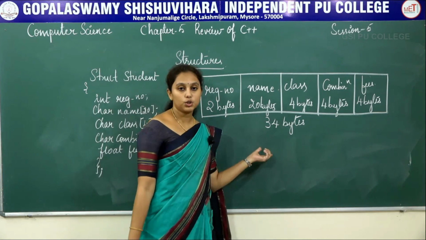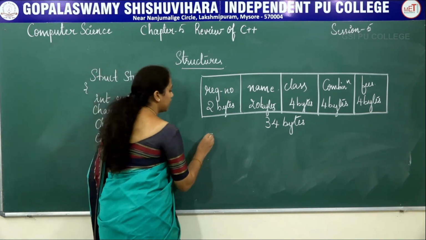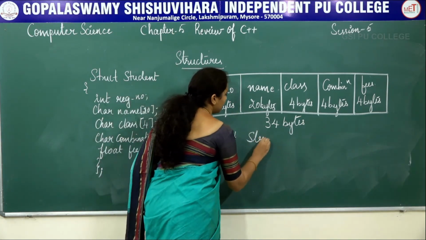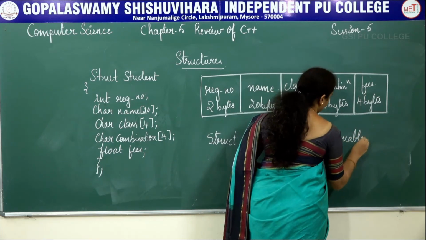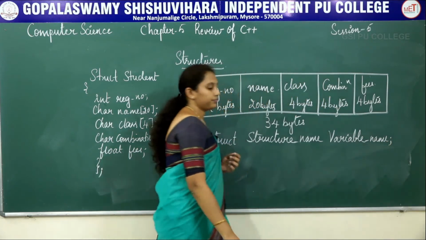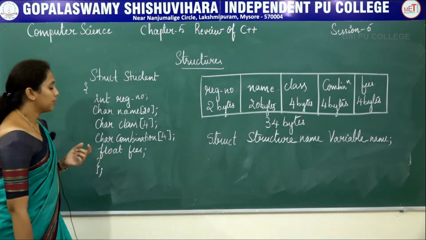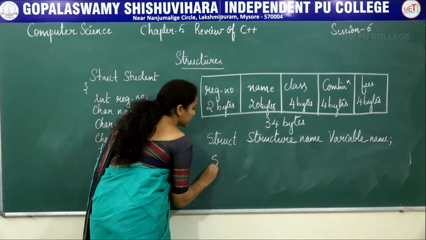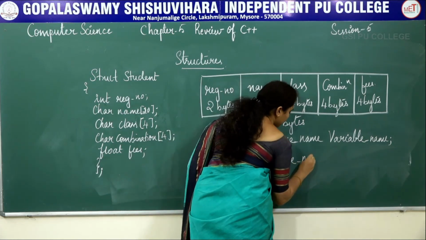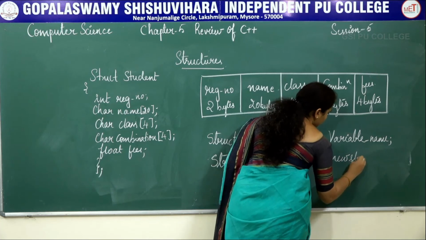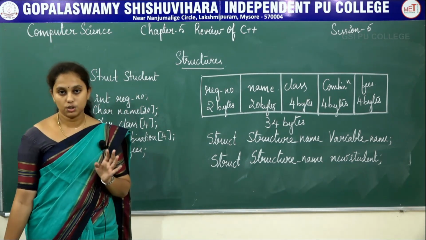We cannot use a structure until we declare a structure variable. So how to declare a structure variable? The syntax is struct structure name variable name. Let us define a variable of type student: struct student new student. So this is how to define a structure and declare a structure variable.